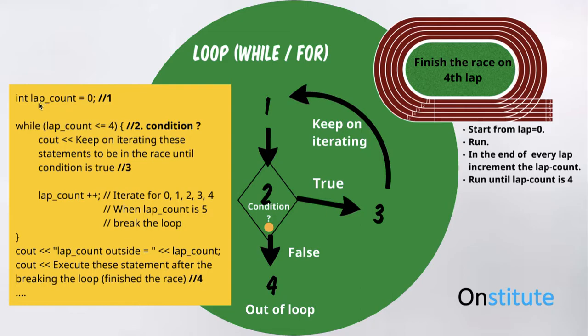Let us say in your C++ program, you are trying to simulate a racing track, and your motivation is that when the lap count will be 4, the race will be finished. So to do that, first you have initialized a variable called lap count. It is of type integer and the initial value stored in it is 0.